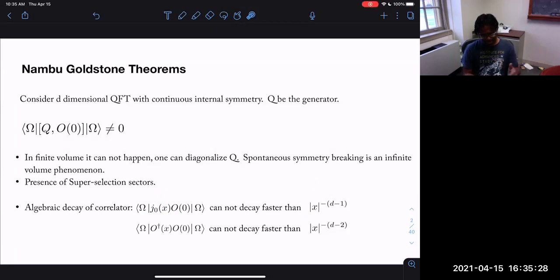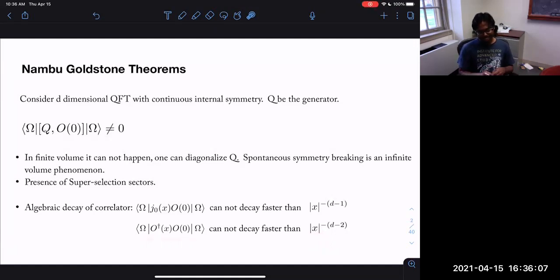And if you further assume something about the matrix elements, then you can also show that the 2-point correlator of this order parameter cannot decay faster than x to the power minus d minus 2. Now you can see that because here d minus 2 appears, if you plug in d equals 2, that means it cannot decay. That means this correlator will not follow the cluster decomposition rule, which is the familiar phenomenon. We all know in d equals 2, any internal symmetry cannot be spontaneously broken. So this is the familiar Coleman-Mermin-Wagner theorem. This is a reincarnation of that theorem.